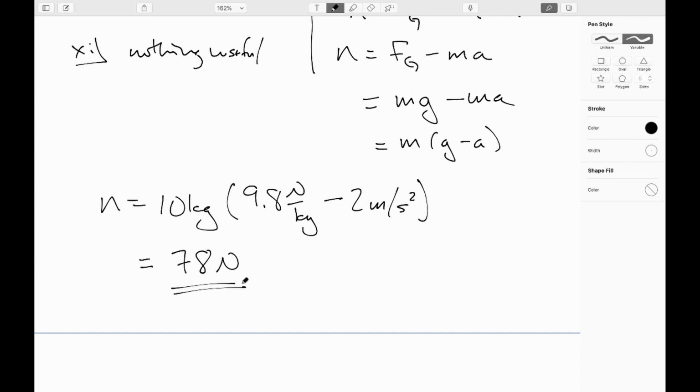So the scale reads less than what the force of gravity would read. And this should square with your experience with elevators. When you come to a stop on the floor, you guys feel just a little light on your feet. That's why.